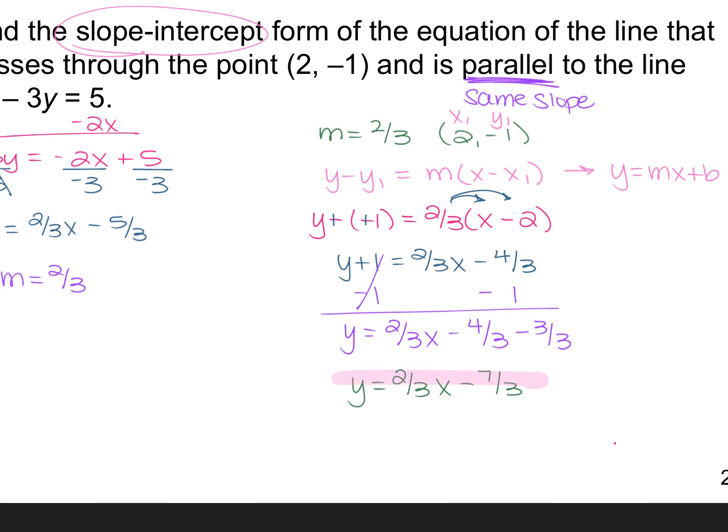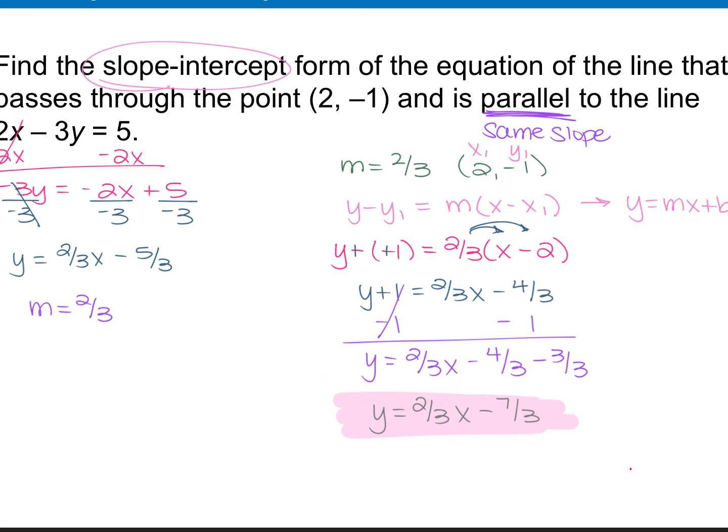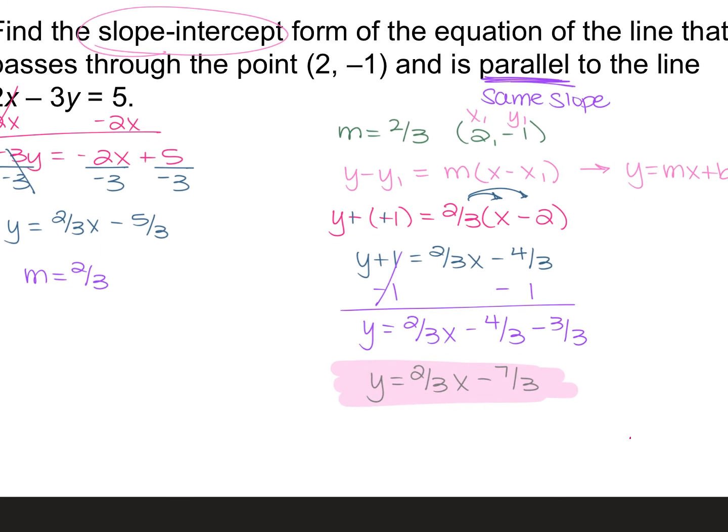That is your equation of a line in slope-intercept form that is parallel to the line 2x minus 3y is equal to 5.